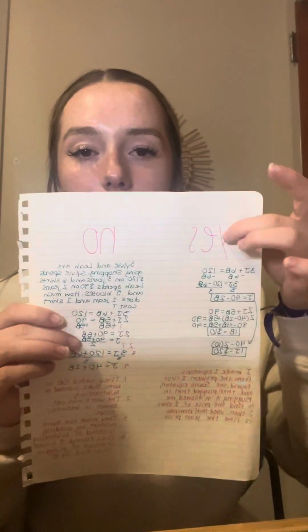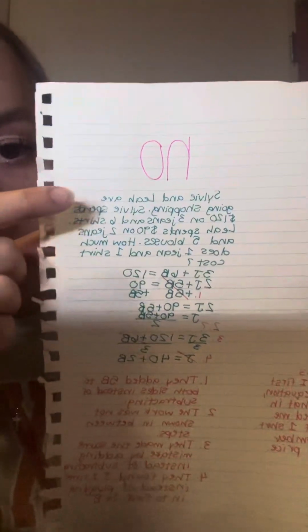So I made this as my students' copy, so there'd be a side that said yes and a side that said no. On the no side, there would be the copy of how the student did it wrong. So this problem says, Sylvie and Leah are going shopping. Sylvie spends $120 on 3 jeans and 6 shirts. Leah spends $90 on 2 jeans and 5 blouses. How much does 1 jean and 1 shirt cost?